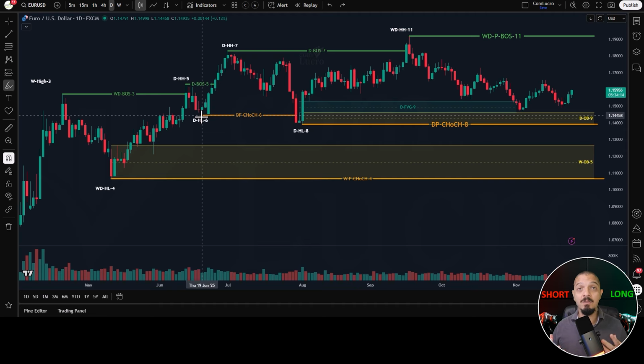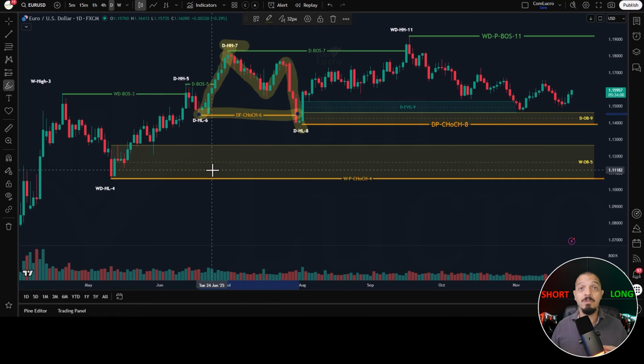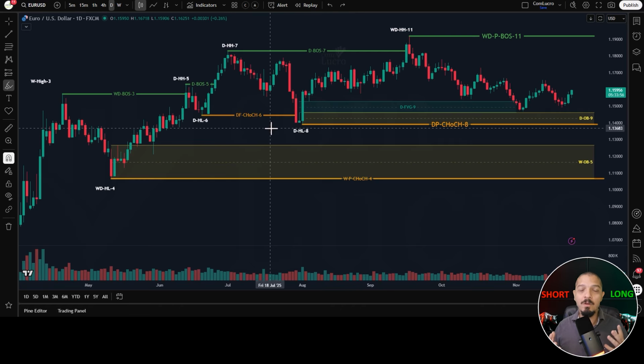From daily higher low 6, price pushes up again and forms daily higher high 7. After this, the market starts a deeper retracement. This pullback is what confirms daily fake change of character 6, because price respects that point and moves down into a new swing low, which becomes daily higher low 8.